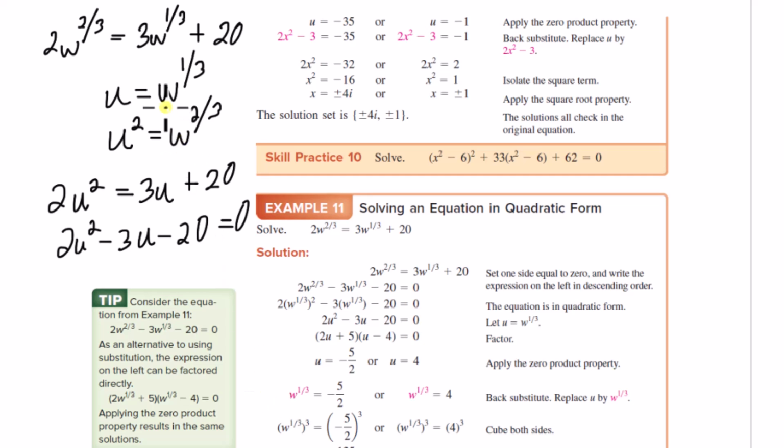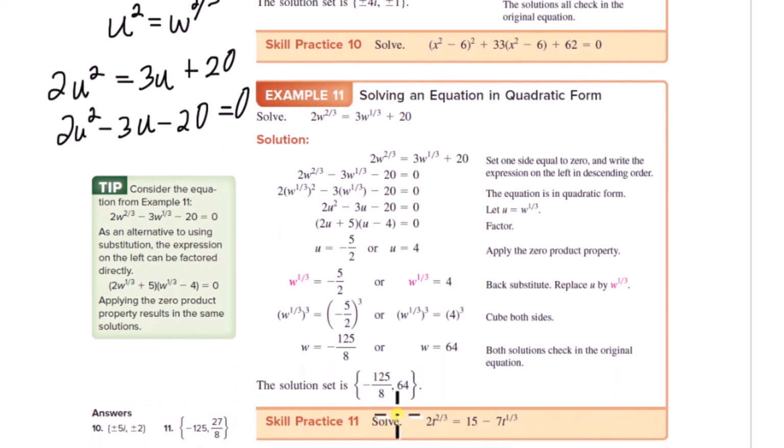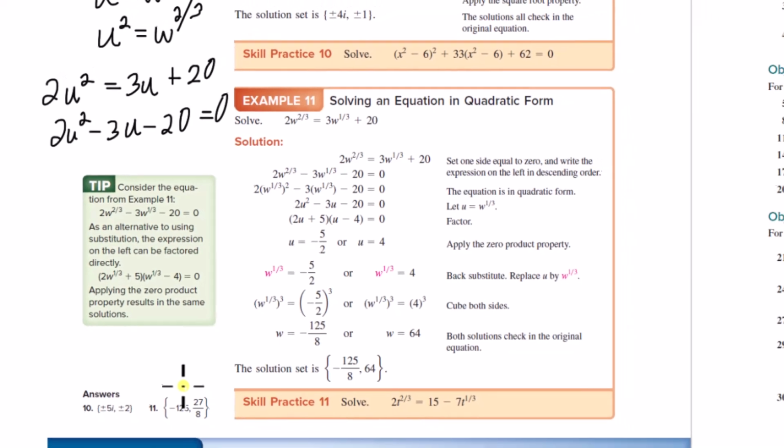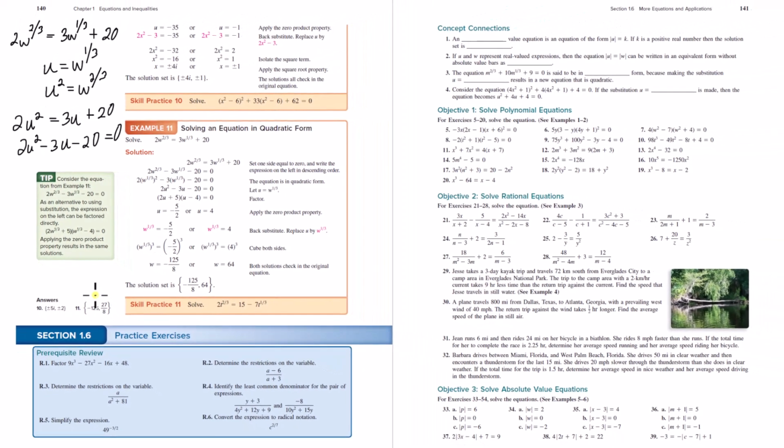which then you can plug w to the 1/3 back in, solve for w, and you get these 2 values of w. Okay, but you didn't have to raise both sides to any even powers in the process, so those solutions are going to check out no matter what if you didn't make any math errors. And so, yeah, that's the general idea of looking for similar forms or patterns that you can make a substitution and convert something to something you're familiar with.